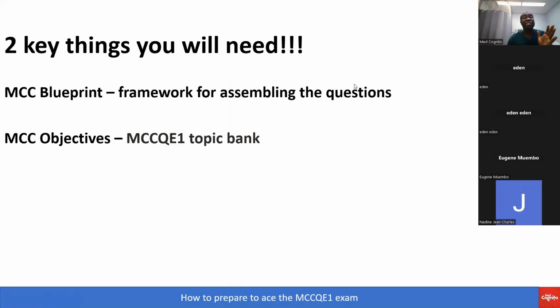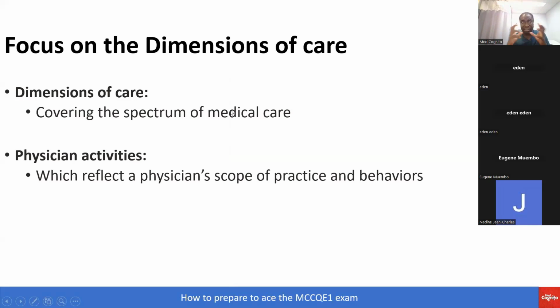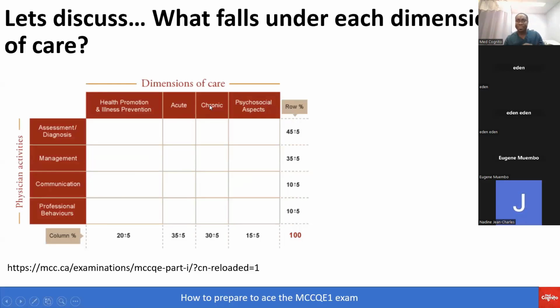We call it the MCC blueprint. The MCC blueprint helps you to put things into perspective, because there are dimensions of care. And the dimensions of care cover the spectrum of medical care. And it also reflects the doctor's scope of practice and behaviors. All right, so we are going to look at it.